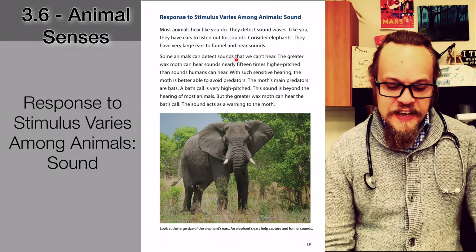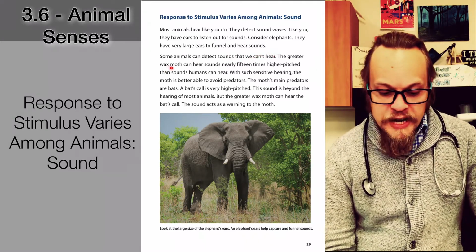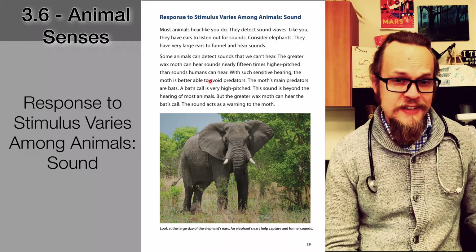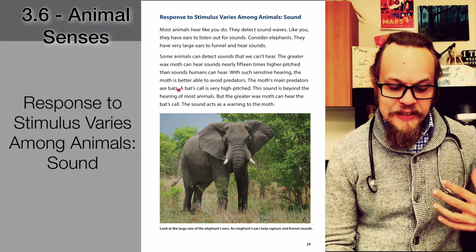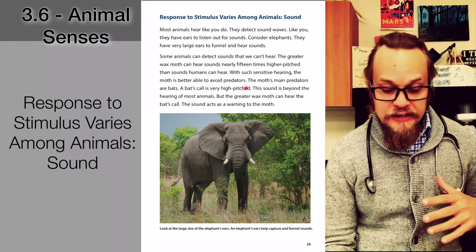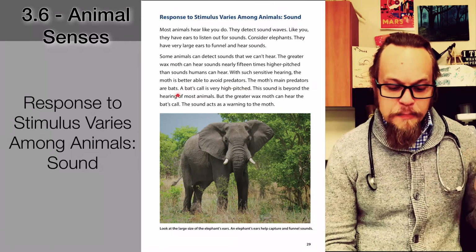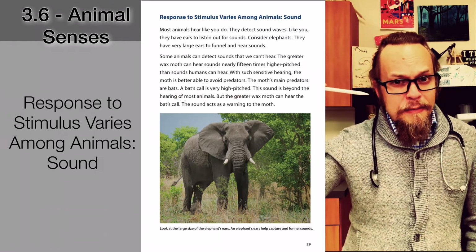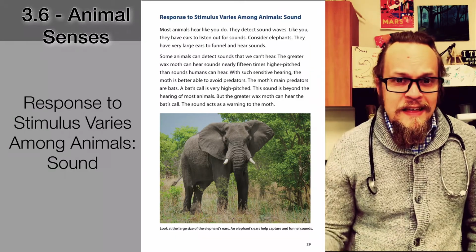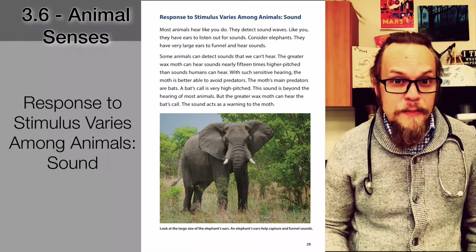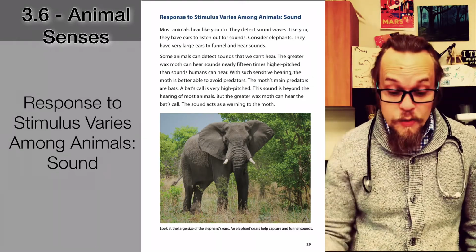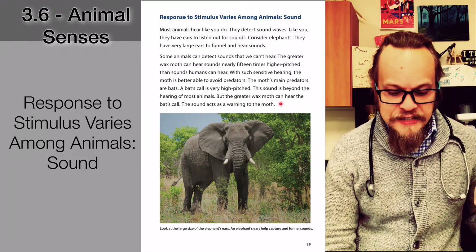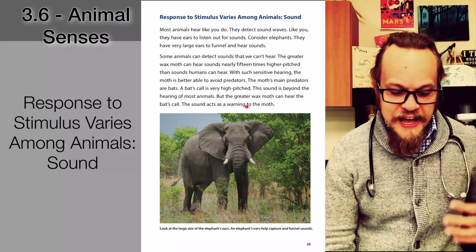But some animals can detect sounds that we can't hear. The greater wax moth can hear sounds nearly 15 times higher pitched than sounds humans can hear. With such sensitive hearing, the moth is better able to avoid predators. The moth's main predators are bats, and a bat's call is very high-pitched. That high-pitched squeak for echolocation sends out a very high-pitched sound to that moth, and the moth's like, no, the bat's going to come and get me. I gotta go. This sound is beyond the hearing of most animals, but the greater wax moth can hear the bat's call. The sound acts as a warning to the moth.